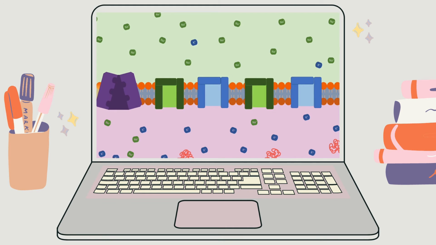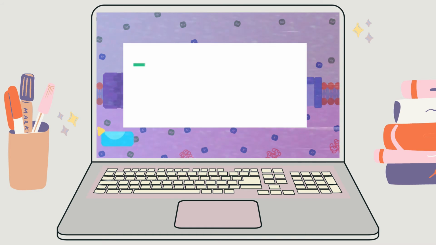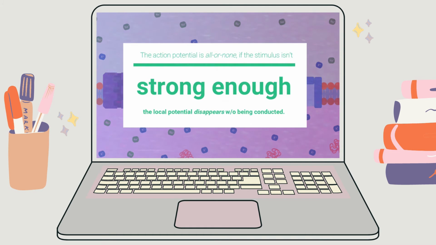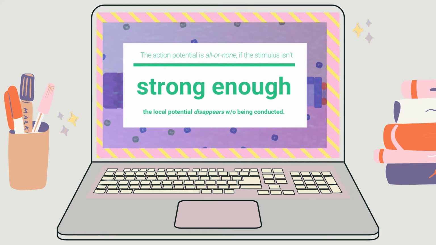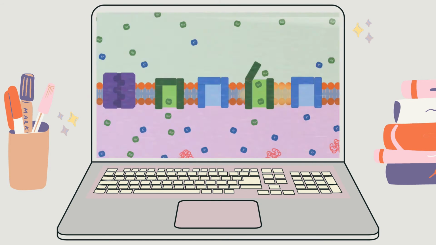When the cell is stimulated, sodium ion channels open and the charge inside the membrane increases, or it depolarizes. The charge needs to reach a threshold in order for an action potential to trigger, at about negative 55 millivolts. Side note, the action potential is all or none. If the stimulus isn't strong enough, the local potential disappears without being conducted. Action potentials are of the same magnitude. Stronger stimulus only means greater frequencies of action potentials.